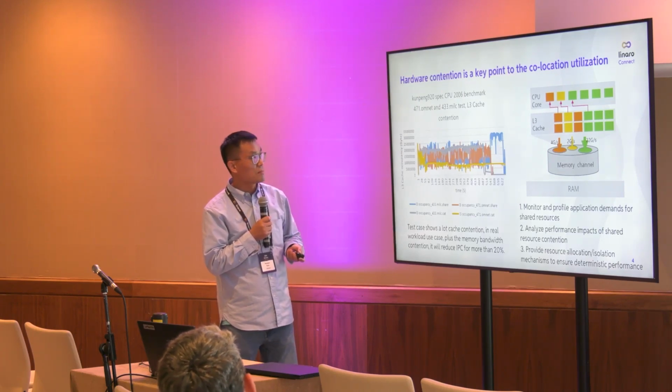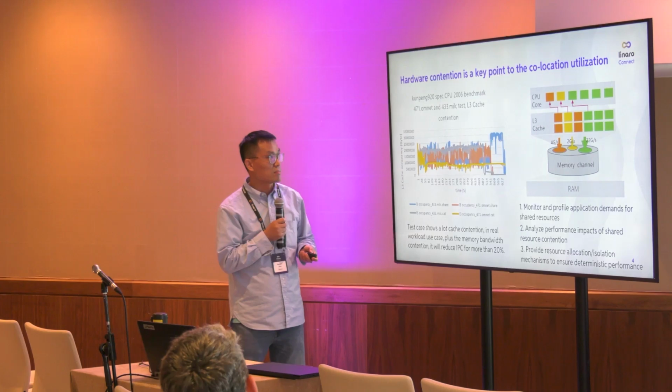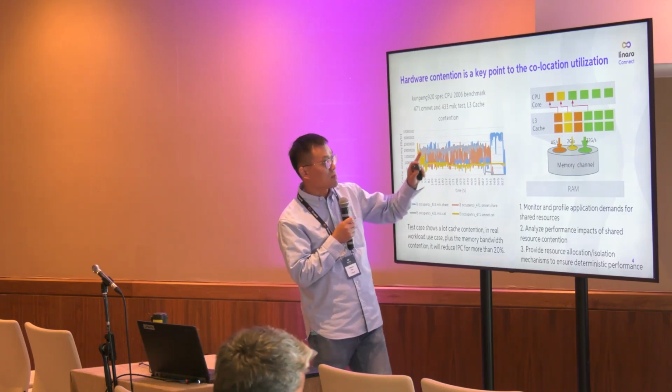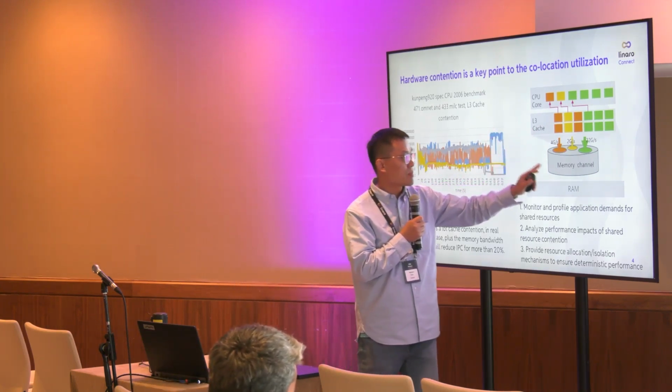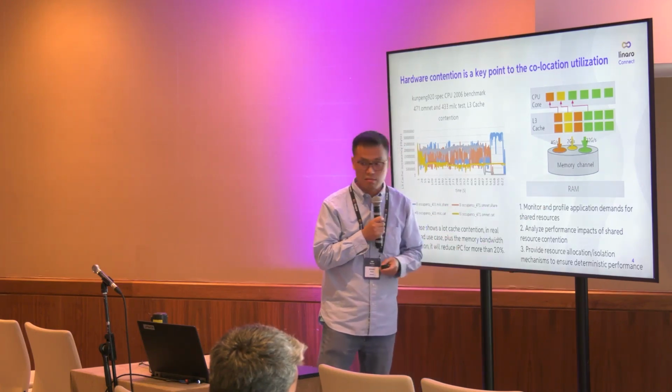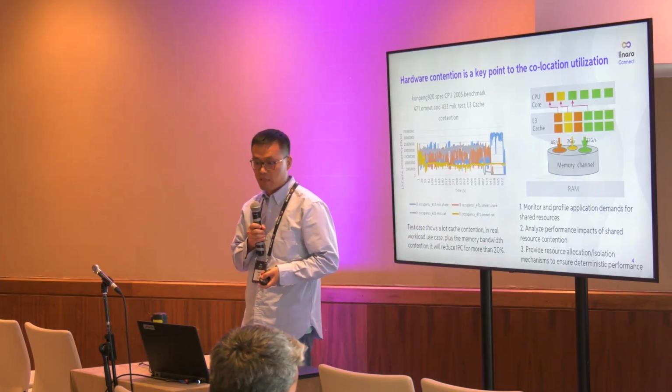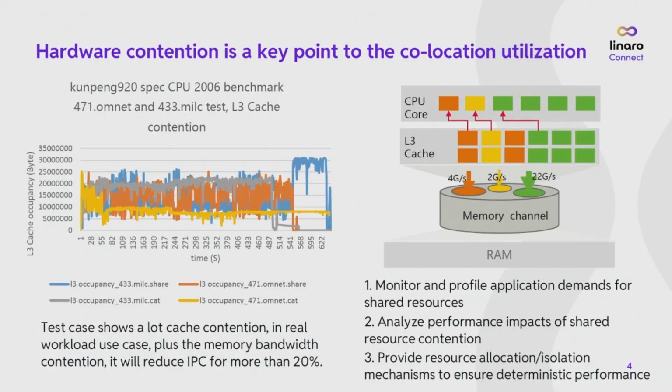So what do we need? We need isolation. From the CPU point of view, we need isolation for the cache, the memory bandwidth, and the IO. But isolation is not enough. I think we need three major things. The first is to monitor and provide application demands for the shared resources. The second is to analyze the performance impacts of shared resource contention. And the last, once we have monitoring and performance analysis, is to provide the resource allocation and isolation mechanism to ensure the performance.